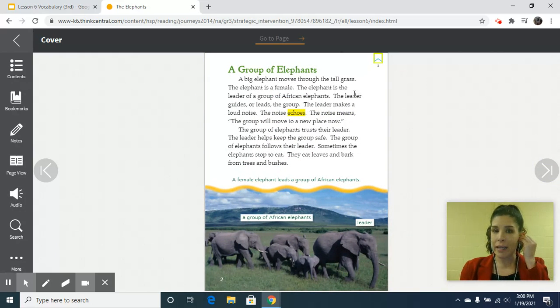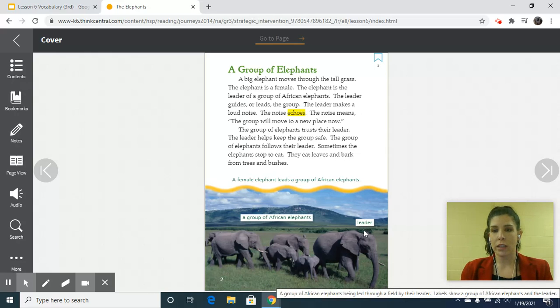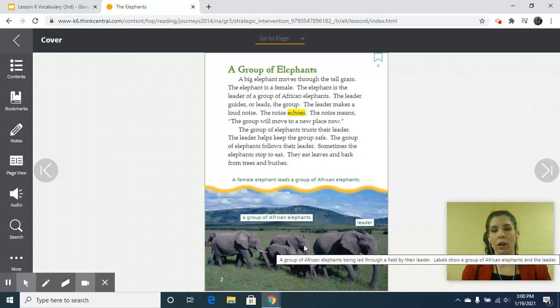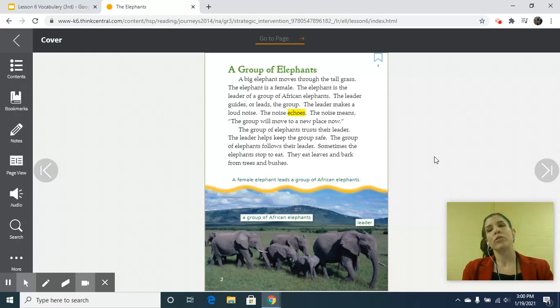So I'm going to read my heading. This gives me an idea of what this section is going to be about. It's called A Group of Elephants. Now, before I begin to read, I'm going to look at the picture. It says leader, a group of African elephants, and then it has a caption that says a female elephant leads a group of African elephants. Just in that caption alone, we have now learned that this leader is a female leading this group of elephants.